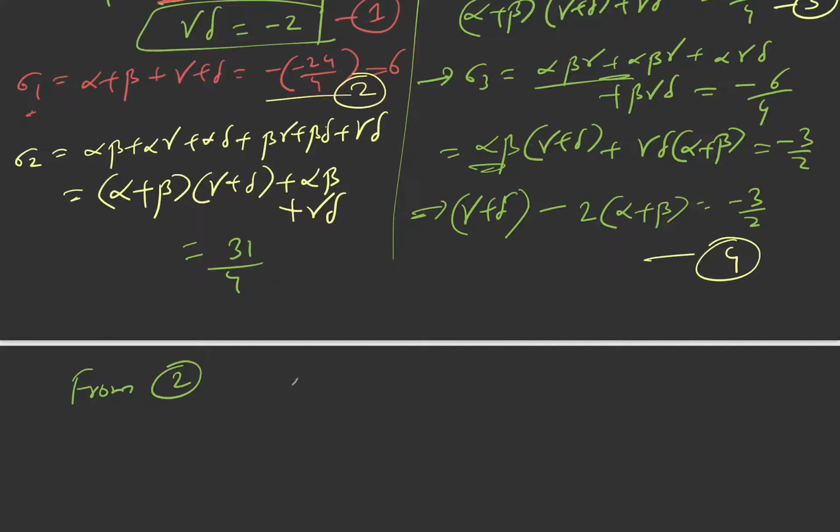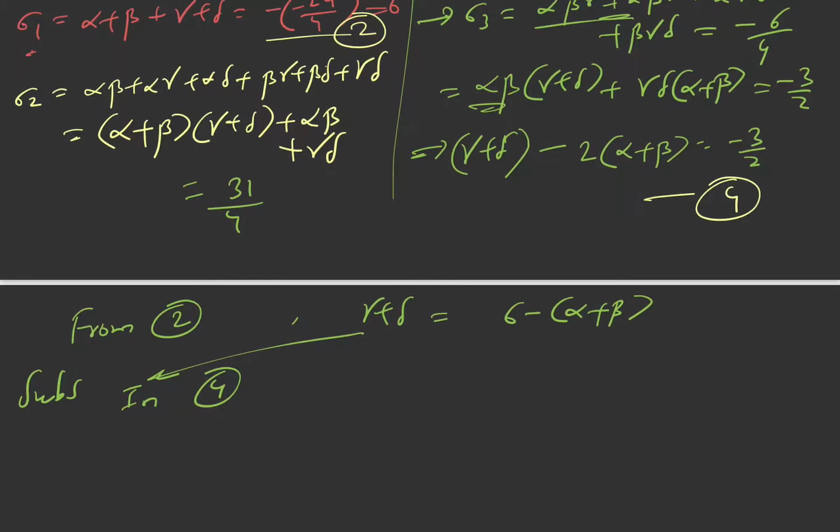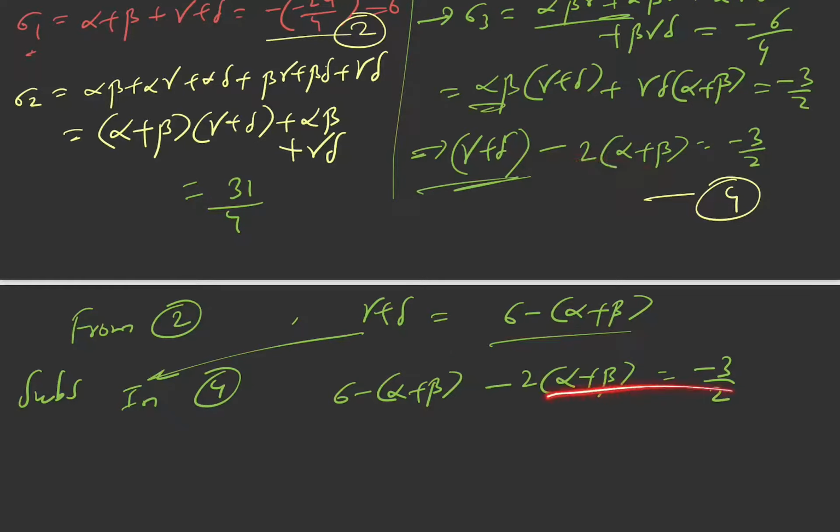So from equation 2, let us put the value of gamma plus delta as 6 minus of alpha plus beta, and let us use this in equation 4. Substitute this in equation 4. So what you will get from equation 4? Gamma plus delta is 6 minus of alpha plus beta, minus 2 into alpha plus beta is minus 3 by 2, right? So 6 minus 3 into alpha plus beta is minus 3 by 2.